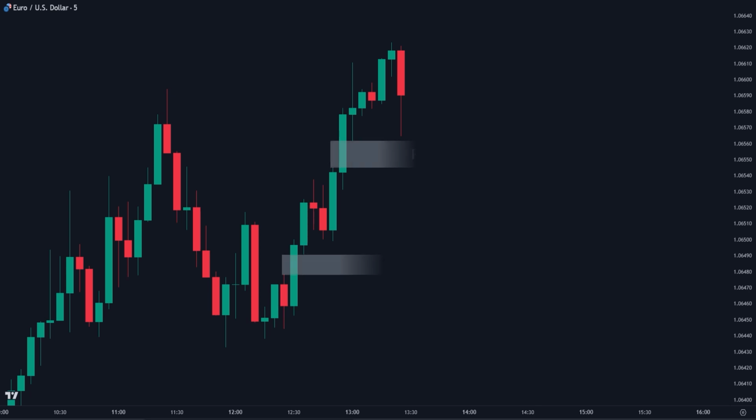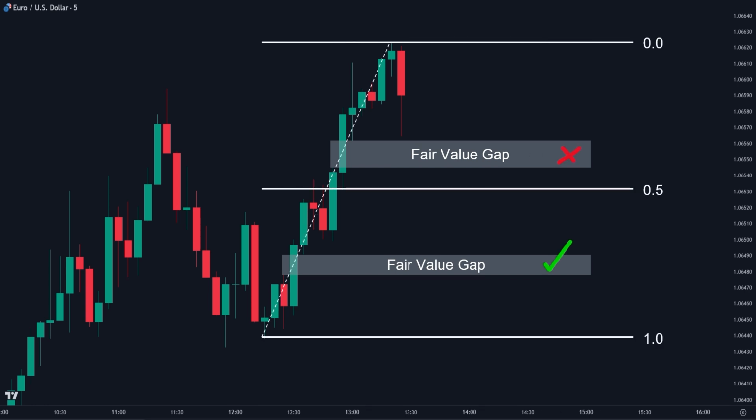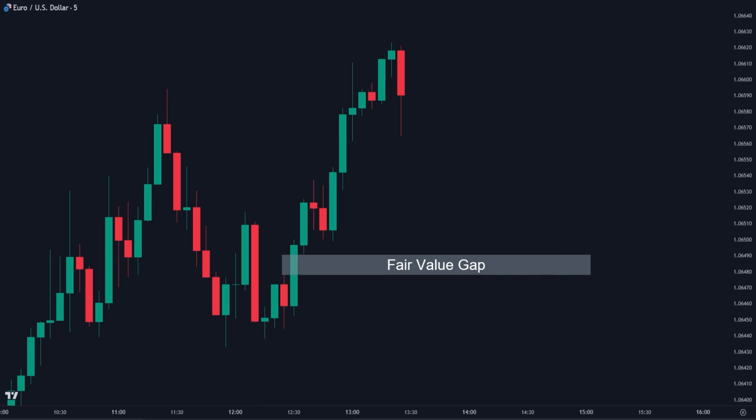We can identify two fair value gap areas, which are considered our trading zones. However, if we apply the Fibonacci retracement levels, we can see that only the lower one is placed inside the discount zone. So, we only look for trades on that one.